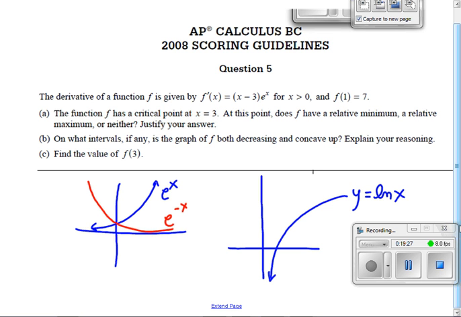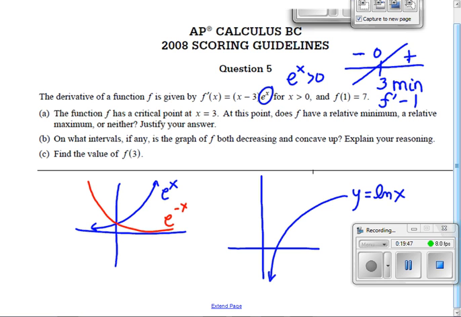And because e to the x is always positive, you just use a test line of 3, and you know it's y equals x minus 3, so it's going to look like this. So it's negative, positive, that's 0. I don't care if it's undefined, that would be okay too. So it's going to be a minimum because f prime goes from negative to positive. Keep it simple, keep it organized.